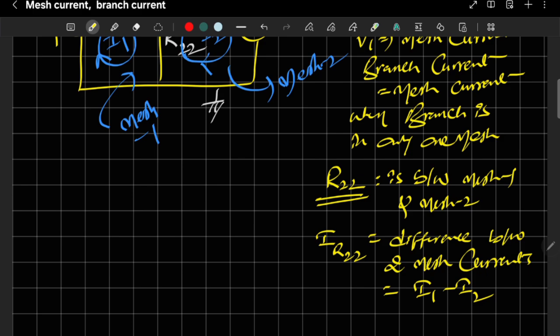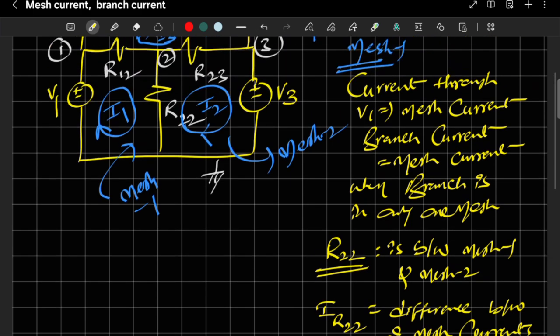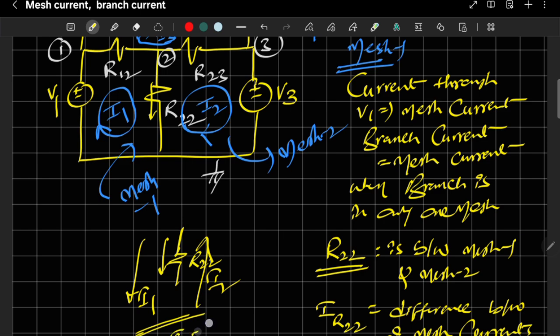Okay, what is the reason for that? Why do we take a difference? If you see this R22 resistor, and if you want to find the current passing through it in this particular direction, this is the direction I have taken for R22. In this direction only current I1 is going, but I2 is going in the opposite way. So the total current passing through R22 from node 2 to ground is I2 minus I1. Okay, sorry, I1 minus I2 we have to take.